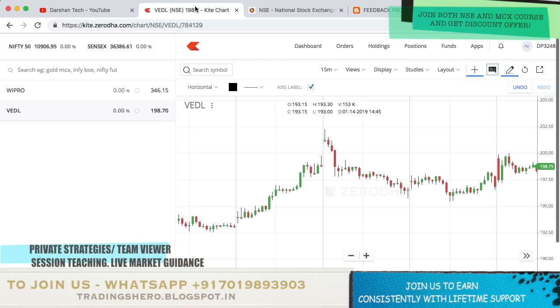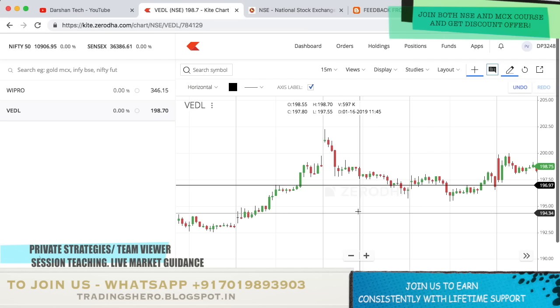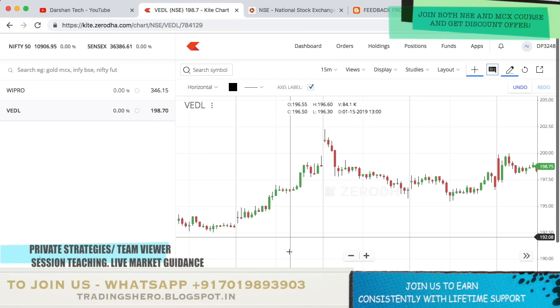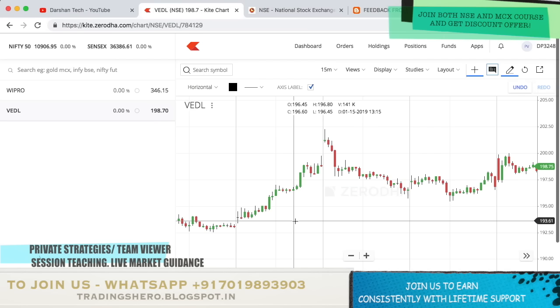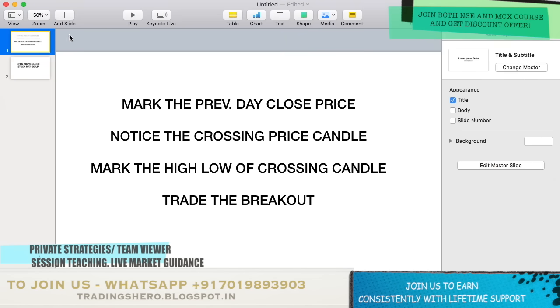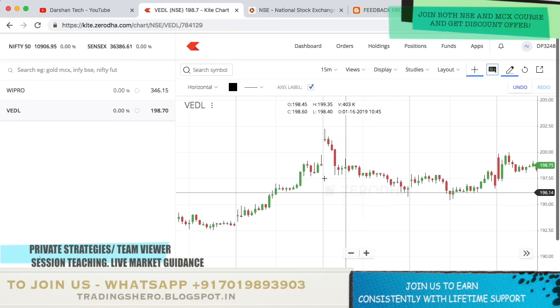Okay, so guys, that being said, now let's talk about the intraday trading strategy I have to teach you, that is the previous day closing price trick. First, let me explain the theory. First, what you should do is mark the previous day closing price. In the chart you need to mark the previous day closing price.